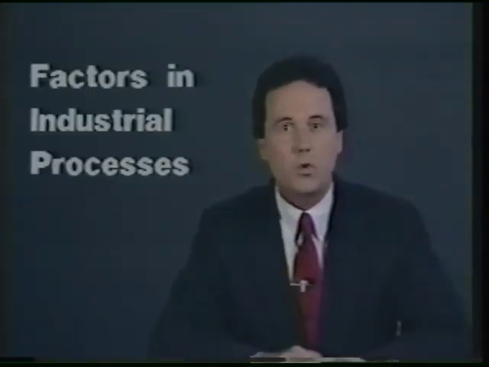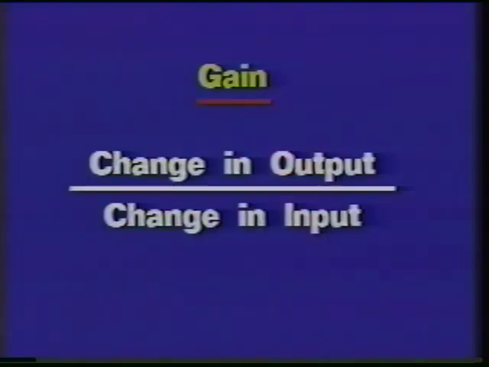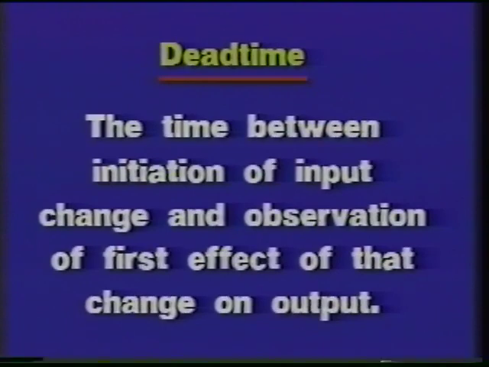So far, in this portion of this unit of training, we have learned to identify several of the basic factors that are common to most industrial processes. We defined process gain as the ratio obtained by dividing the change in output by the change in input. Dead time was defined as the time between when the input to a process is initiated and the time in which the first effect of the change is observed in the process output.